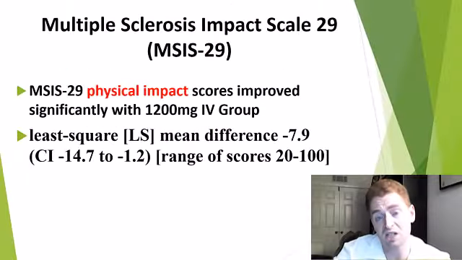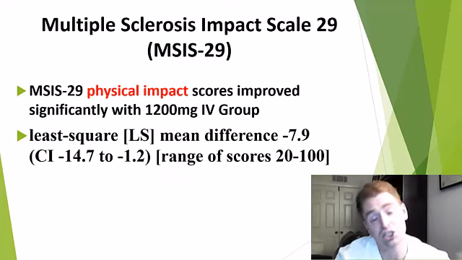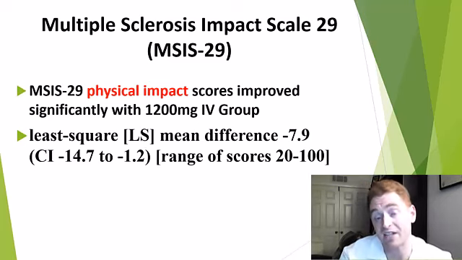It's hard to measure differences in disability. This is only a 3-month study, but they did use a patient-reported outcome. This is the multiple sclerosis impact scale, essentially a survey, and there's a physical impact scale and a psychological impact scale, basically how much does MS affect your life.